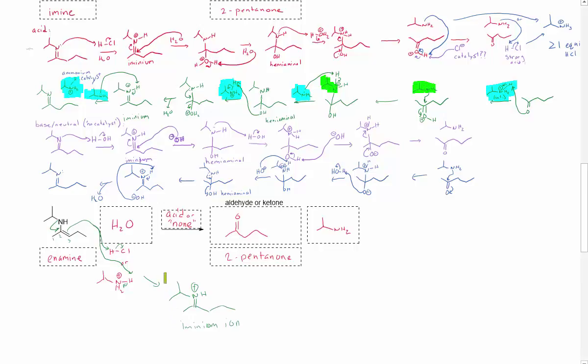So I'm going to draw some highlighting here. This iminium ion is the same one as our first intermediate here. So we're not going to draw the entire reaction scheme. We're just going to say C above for the rest of the mechanism.